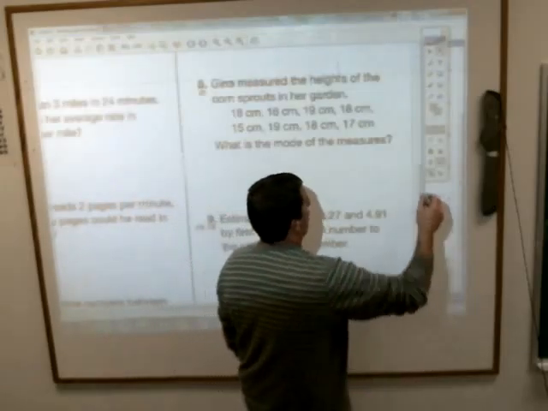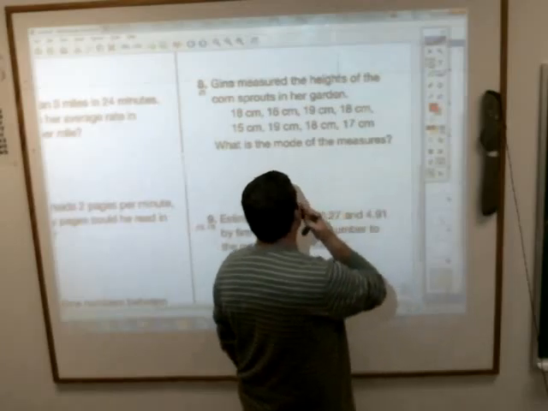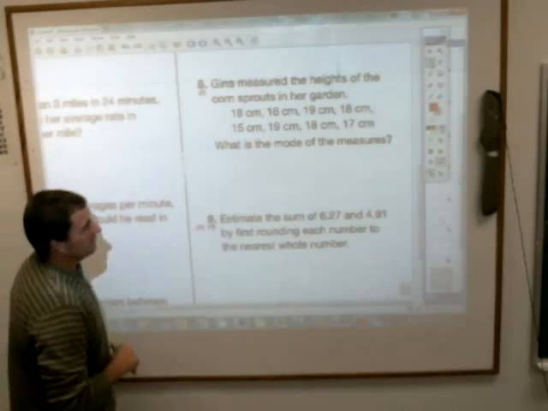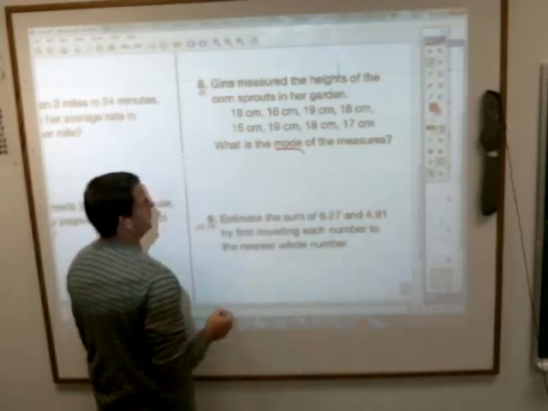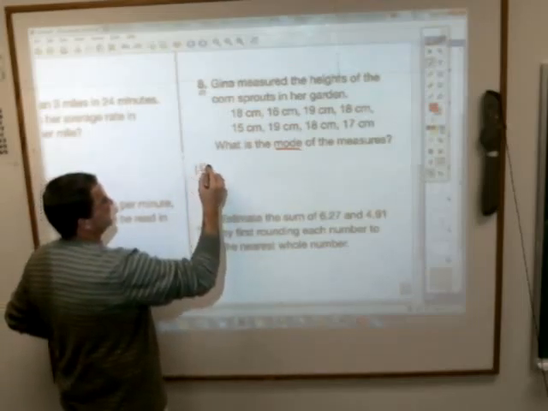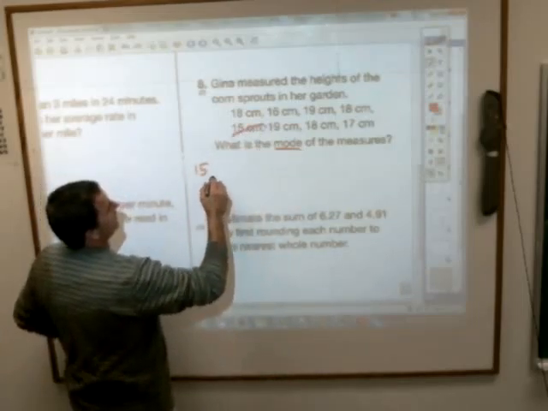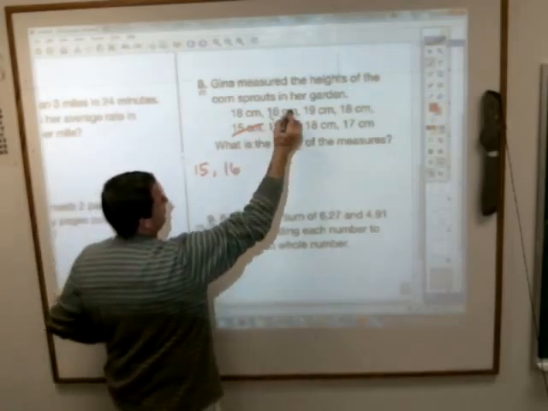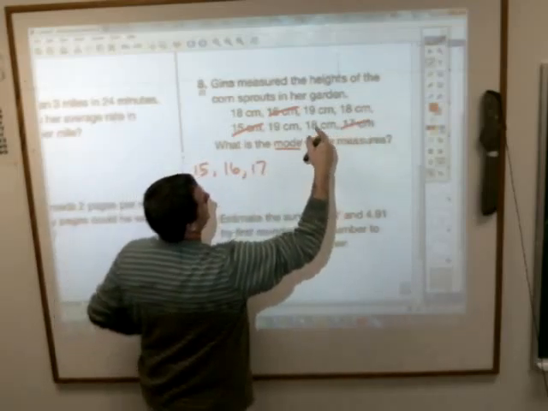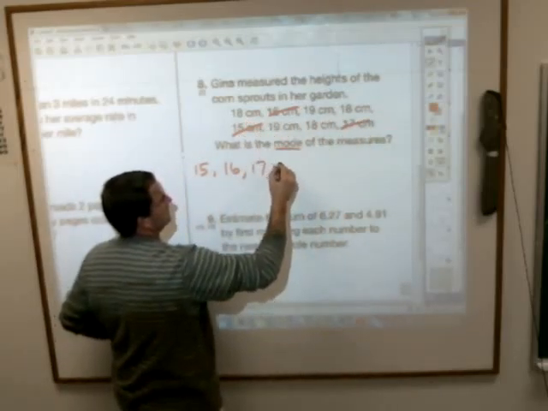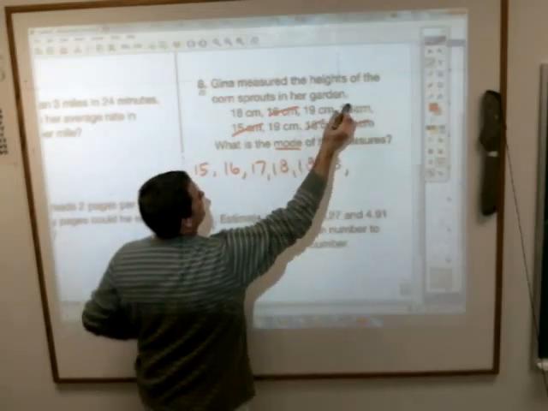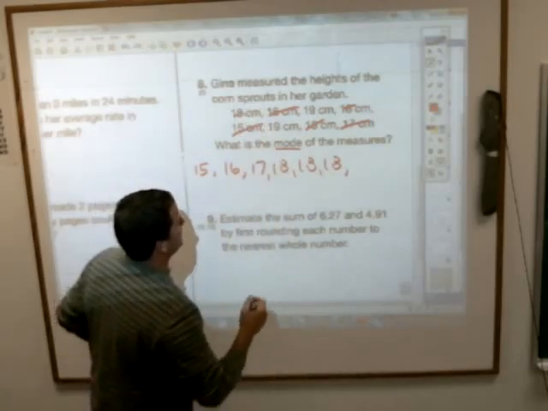For number 8, the first thing, ladies and gentlemen, I'd do is write down the numbers from least to greatest, although you don't really need to do that because mode just means most, but you can at least see it a little bit better here. So we have a 15, a 16, and I'd like to cross it off just to make sure I used it there. I have a 17, I have 1, 2, 3 18s, and apparently 2 19s.